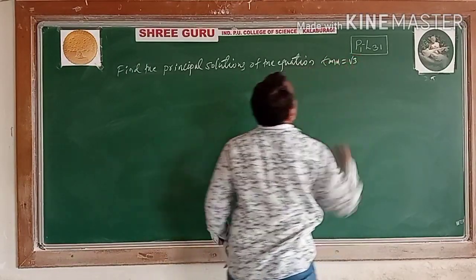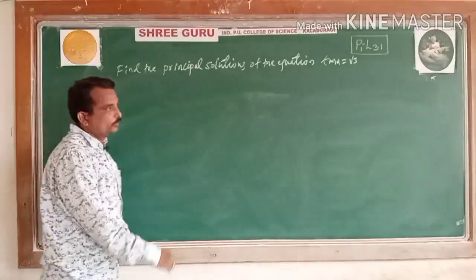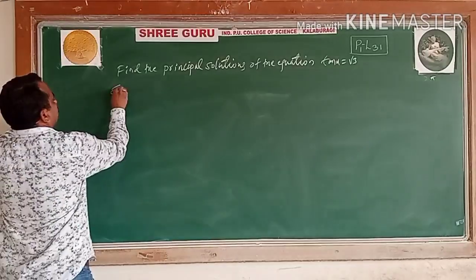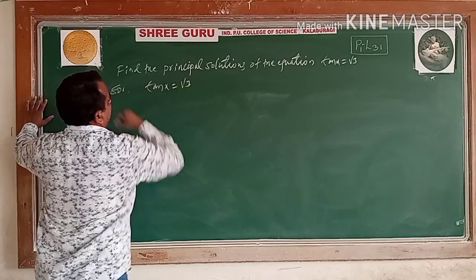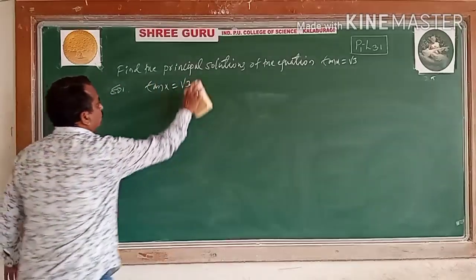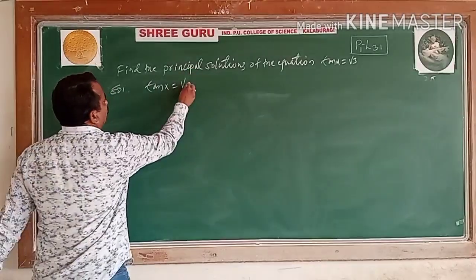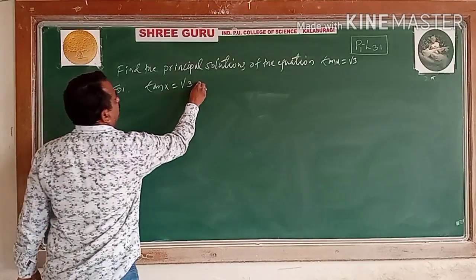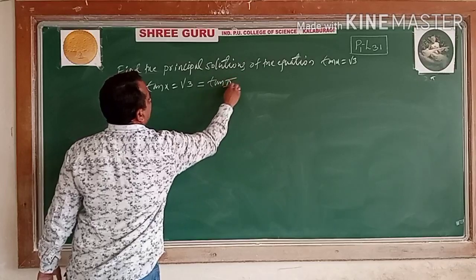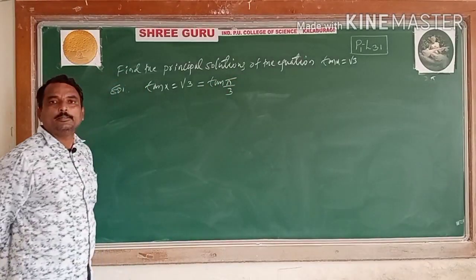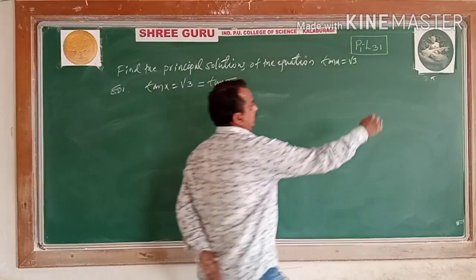Let us see this. Tan x equal to root 3. Let us calculate. Solution: tan x equal to root 3. You know very well, what is root 3 here? Tan of 60 degrees is root 3. What is 60 degrees? Is it pi by 3? Yes.